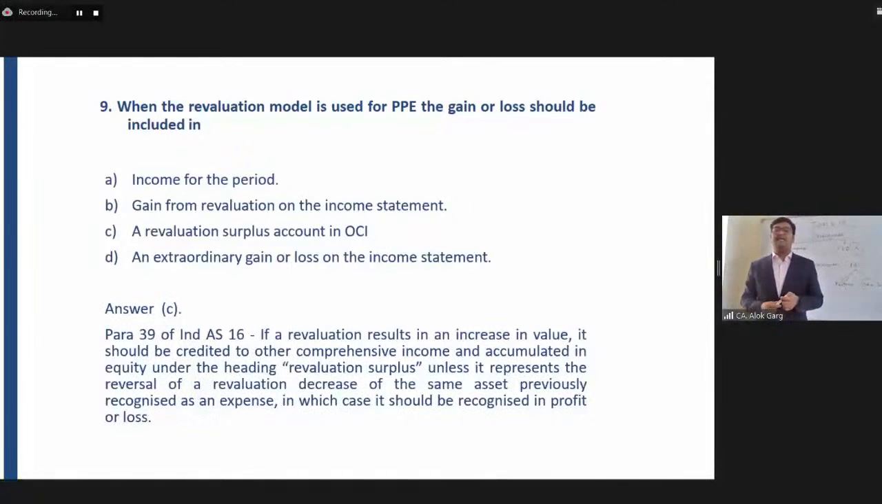Para 39 says that if a revaluation results in an increase in value, it should be credited to other comprehensive income and accumulated in equity, I mean to say reserves, under the heading revaluation surplus, unless it represents the reversal of a revaluation decrease of the same asset. If it was a revaluation decrease, it will go to P&L. Otherwise, it will go to OCI. Previously recognized in the next phase, in which case it should be recognized in profit or loss. Okay.